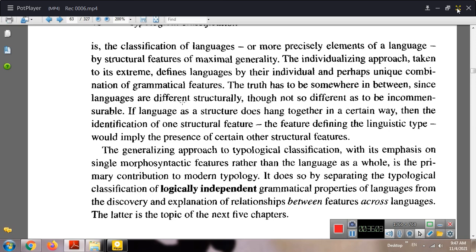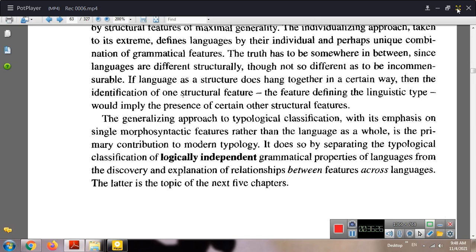incommensurable. If language as a structure does hang together in a certain way, then identification of one structural feature, the feature defining the linguistic type, would imply the presence of certain other structural features. The generalizing approach to typological classification, with its emphasis on single morphosyntactic features rather than the language as a whole, is the primary contribution to modern typology.